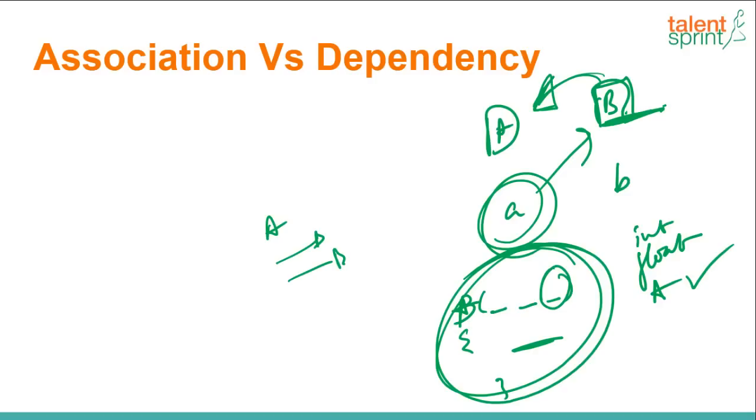Association and dependency are again asked like this only. They'll not ask you what is association, or what is dependency. They want to know if you understand the difference between association and dependency, in which cases association would work, and in which cases dependency would work.